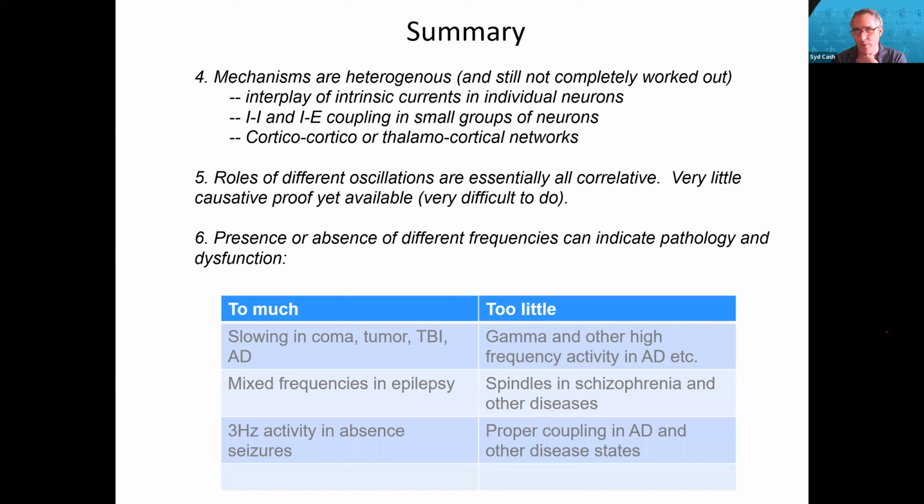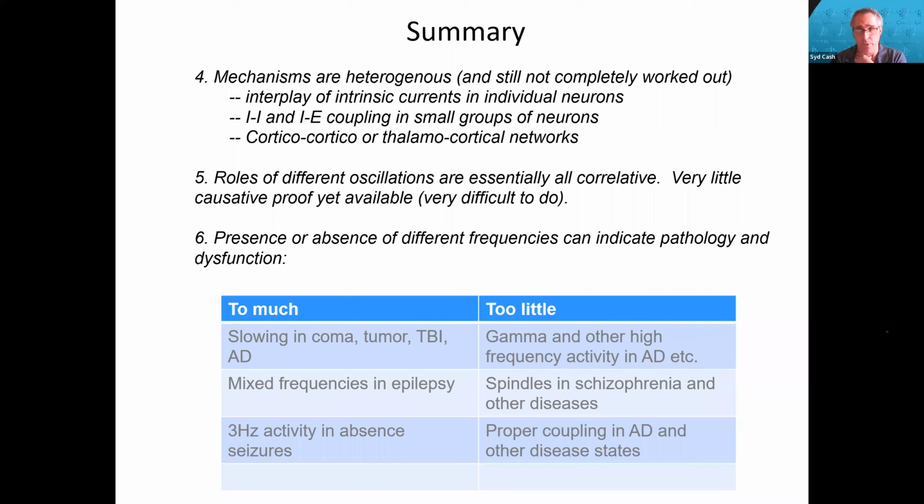And as Akshay pointed out at the very beginning, the roles of different oscillations are still essentially all correlative. There's very little causative proof yet available. It's very difficult to do, but there's more and more work coming out that gets there or gets close to it or builds towards it.